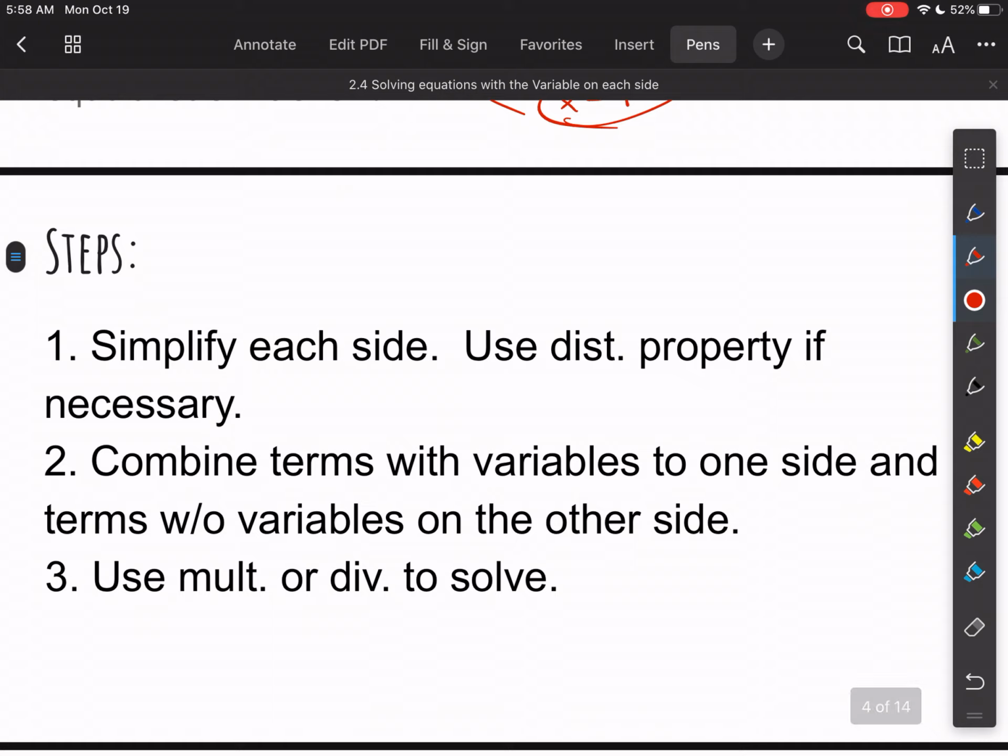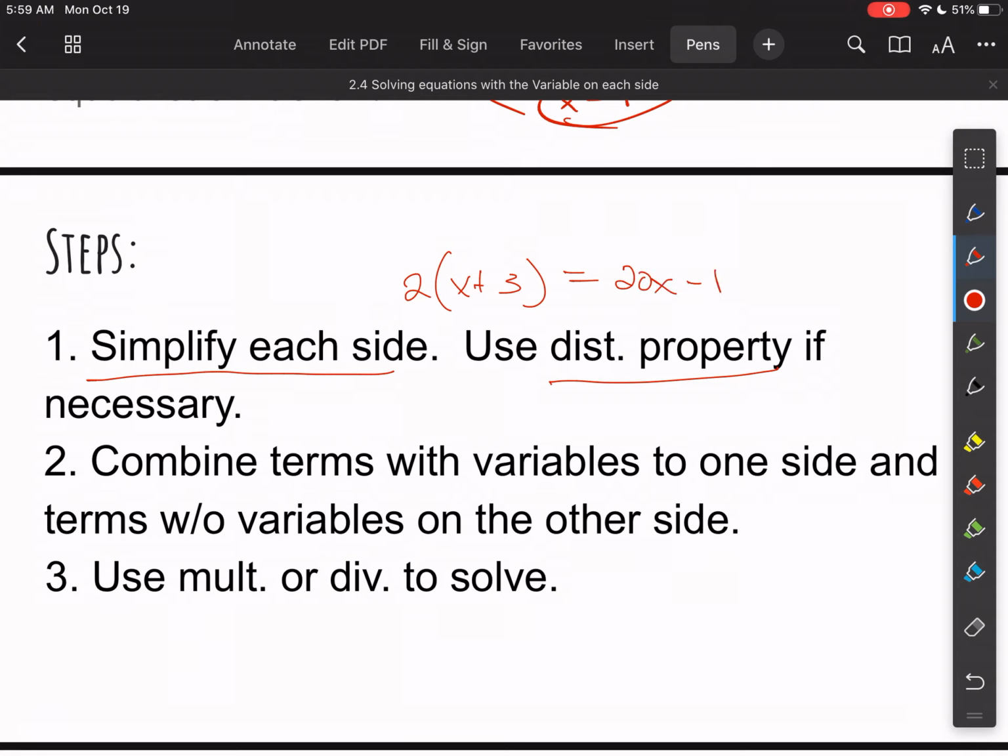So first thing we're going to do is we're always going to simplify each side of the equation, maybe using the distributive property if necessary. So if we have something like 2 times x plus 3 equals 20x minus 1 or something like this, we're going to distribute this out and simplify it as best we can on either side first. Right, so that would become 2x plus 6 by the distributive property. So something like that, right?